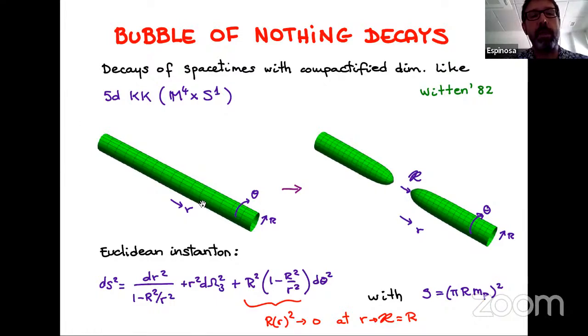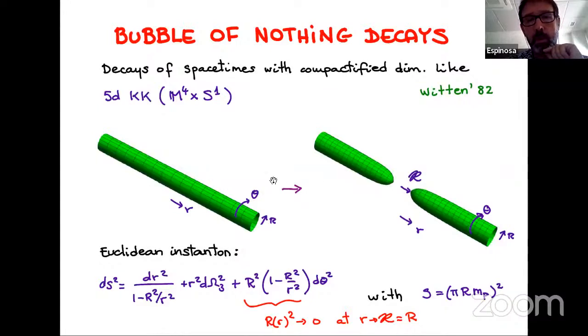I'm representing this by just showing one extended dimension. You have to think of 3 instead of 1, but just to picture this, just one extended dimension and the compact dimension parameterized by this angle theta with a radius which is r. This is the Kaluza-Klein radius. Okay. What Witten showed was that this spacetime is unstable.